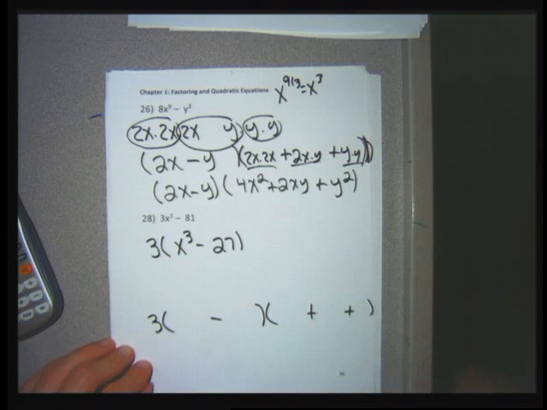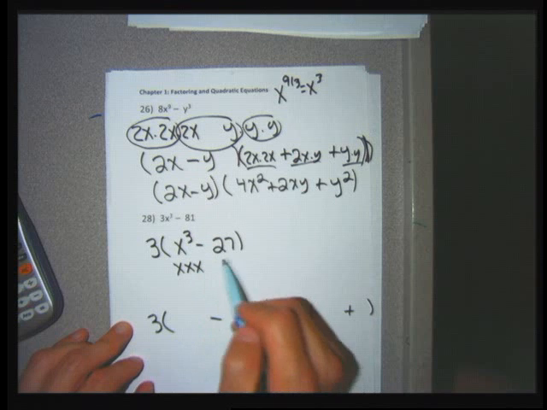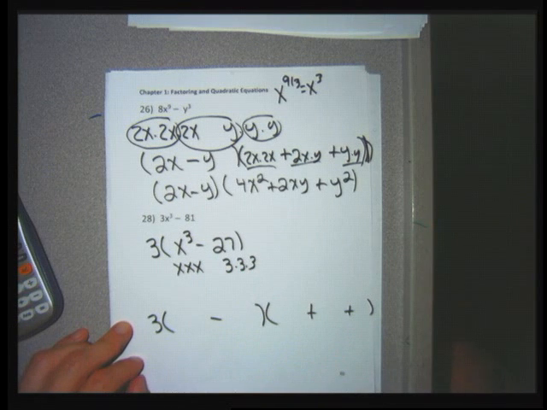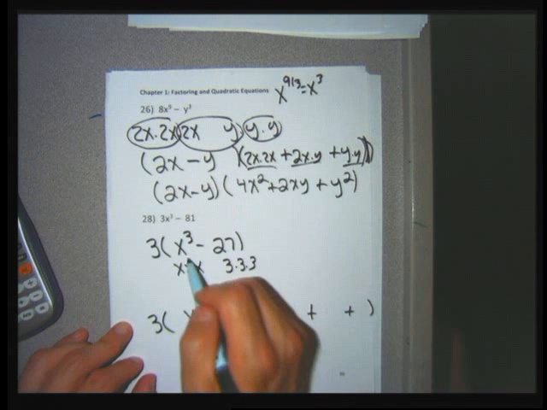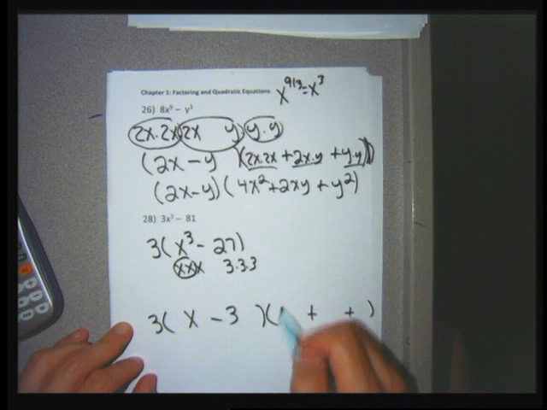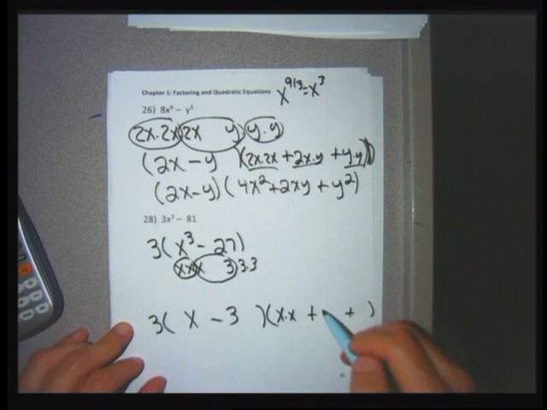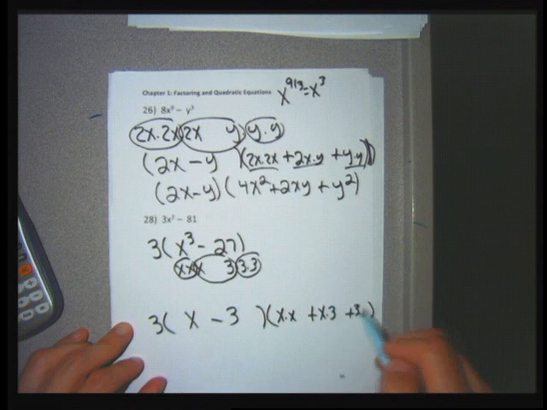I'm going to bring the 3 down, and I'm going to factor the x cubed minus 27 by writing what makes it cubes. X is a cube because it's x times x times x. 27 is 3 times 3 times 3. First parentheses, 1 of each. Second parentheses, first pair is x times x. Second pair is x times 3. Last pair is 3 times 3.